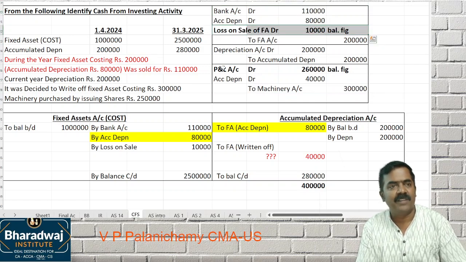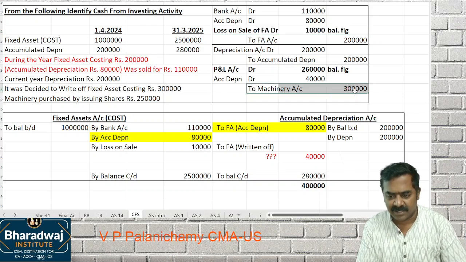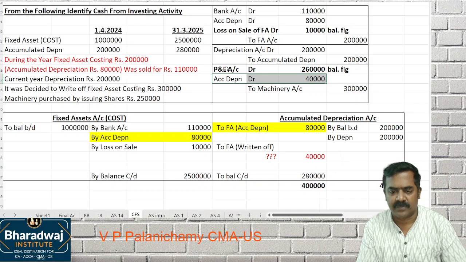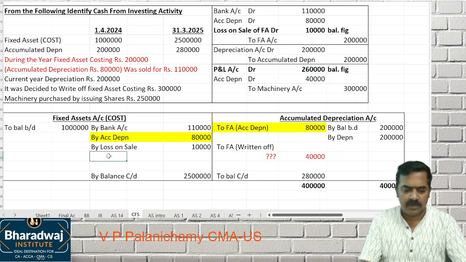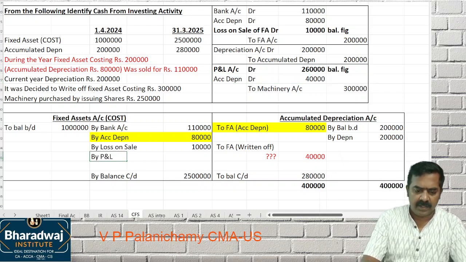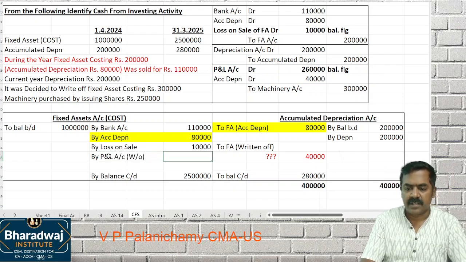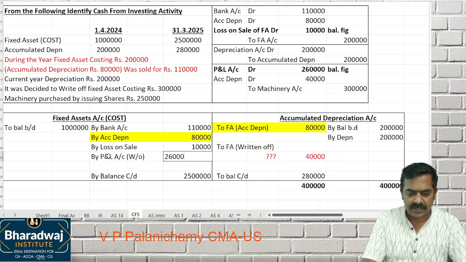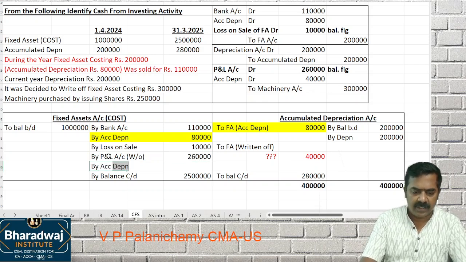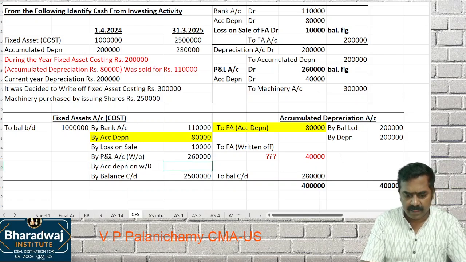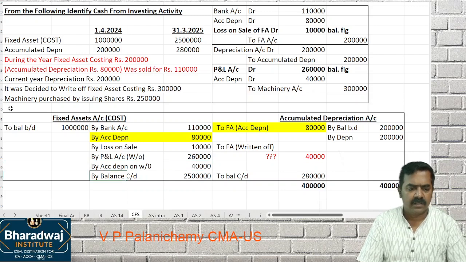Here, no money we get. We just write off the asset. Cost of the asset is 3 lakhs. Accumulated depreciation on the asset is how much? 40,000. Balance we write off. So how this will be appearing? By P&L account, written off. How much is written off? 2 lakh 60,000. By accumulated depreciation on the asset written off, how much? 40,000.